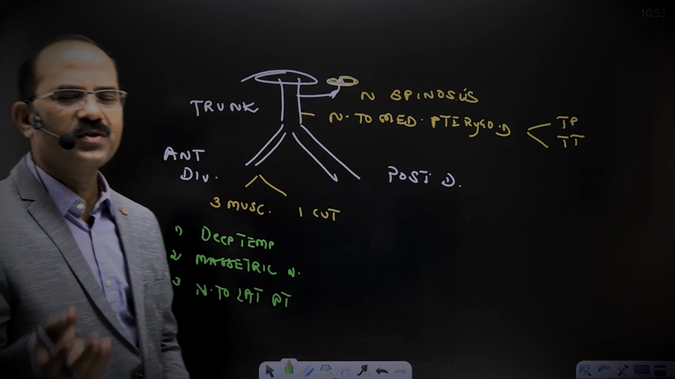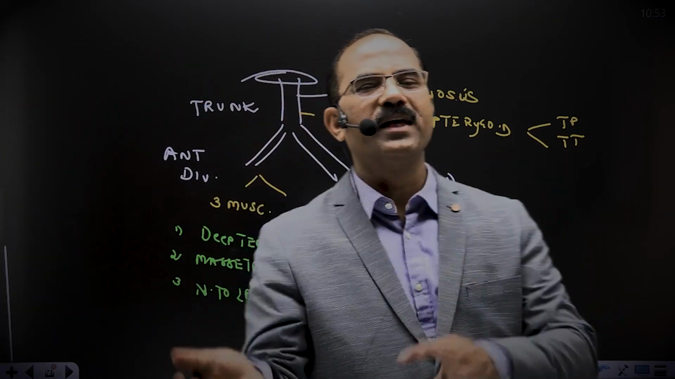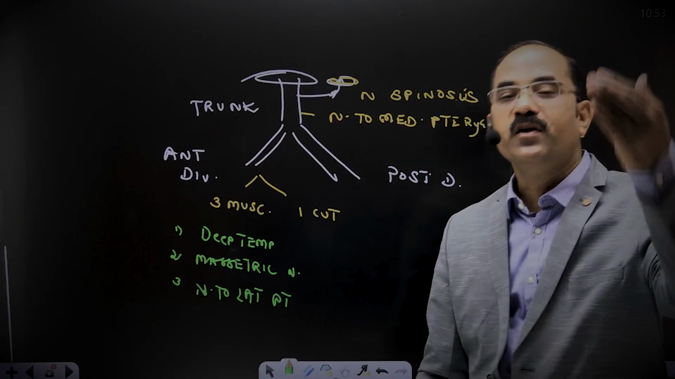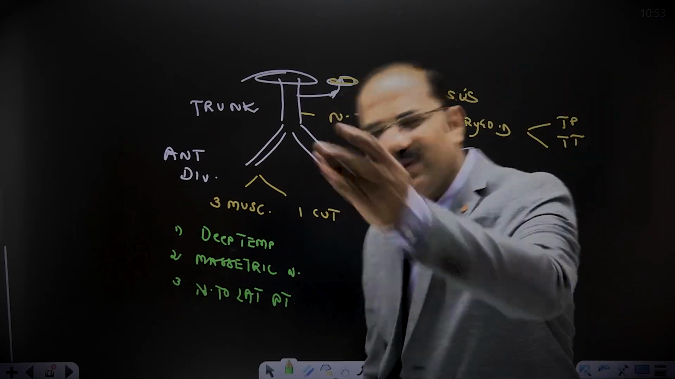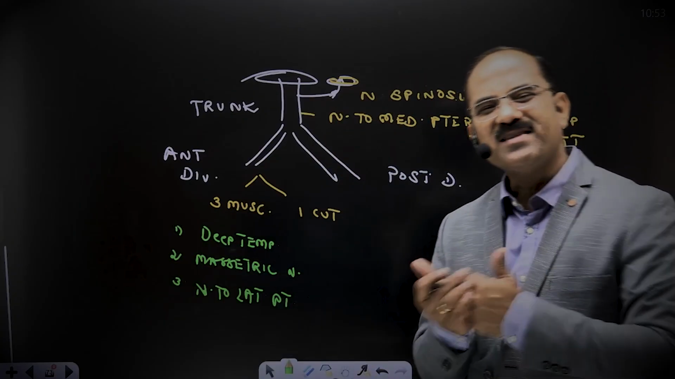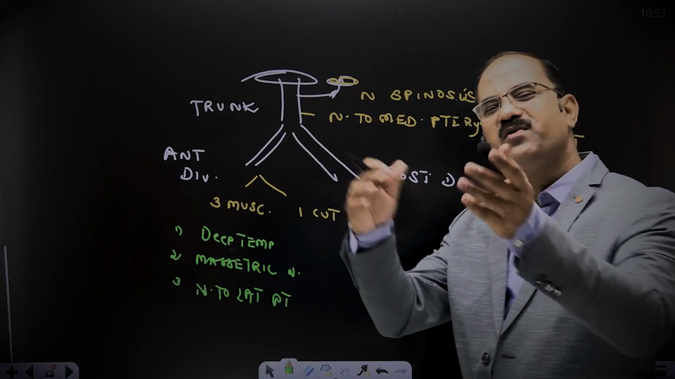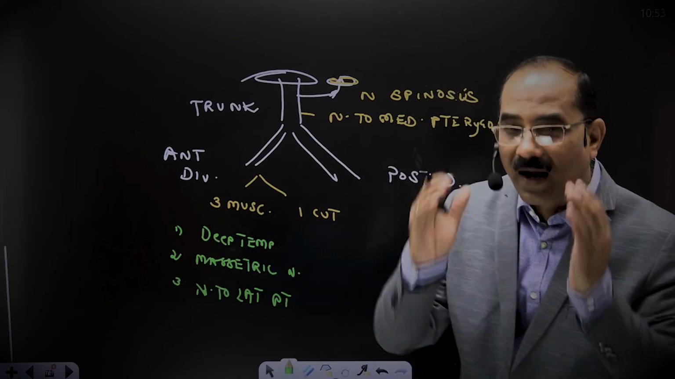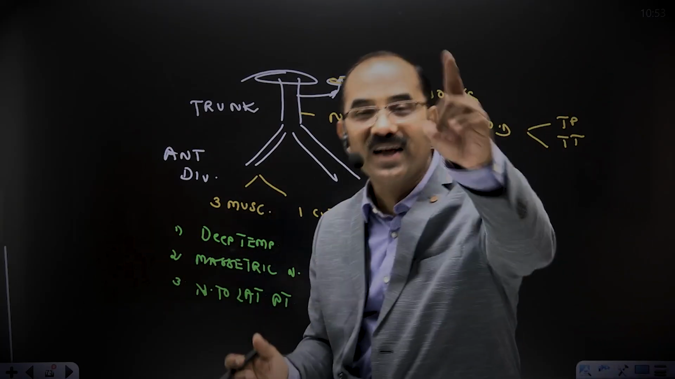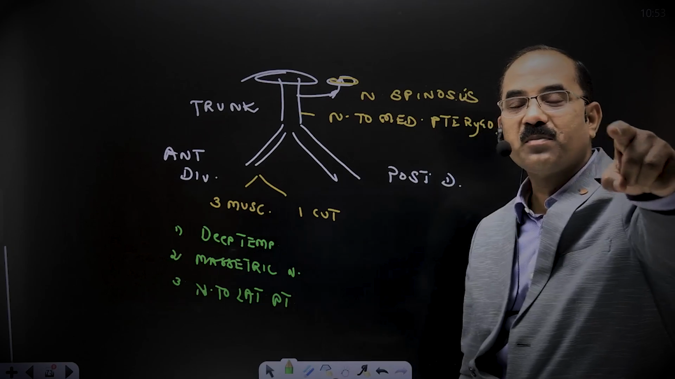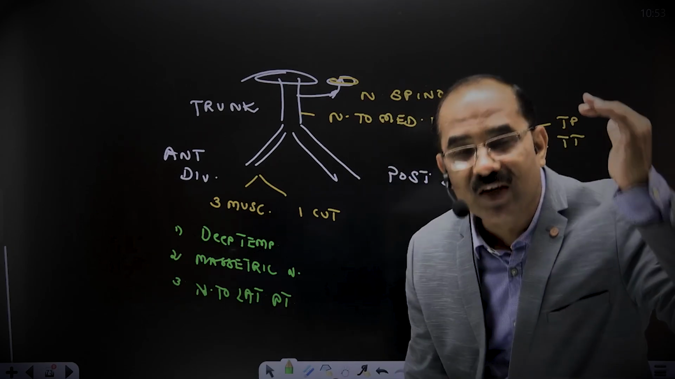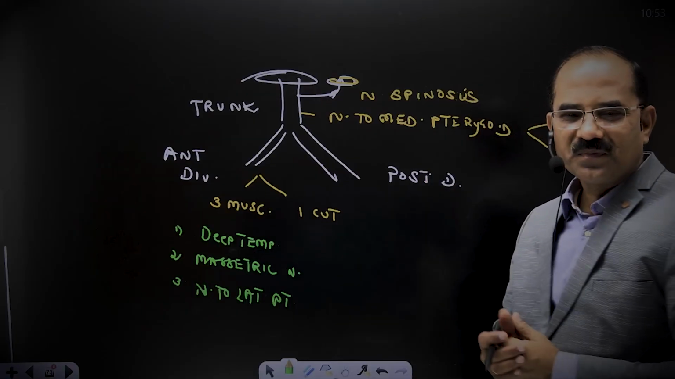Muscles of mastication, so which are the muscles? Temporalis, supplied by the deep temporal nerve, which is a branch of the anterior division of the mandibular nerve. Masseter, masseteric nerve. And the nerve to lateral pterygoid. So these 3 muscles of mastication are supplied by the anterior division of the mandibular nerve, whereas the medial pterygoid is supplied by the trunk of the mandibular nerve. Again, I'm telling you, this is a very, very important MCQ.